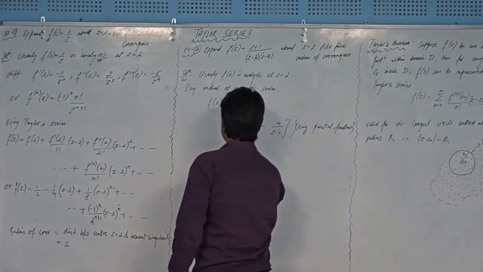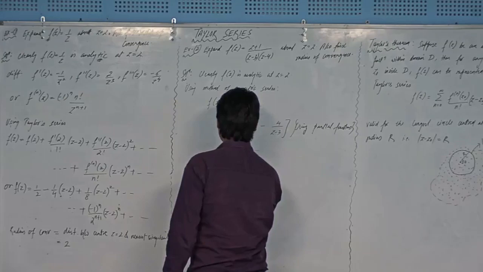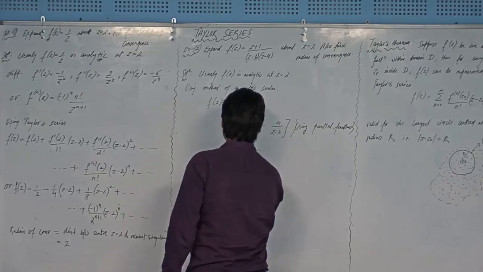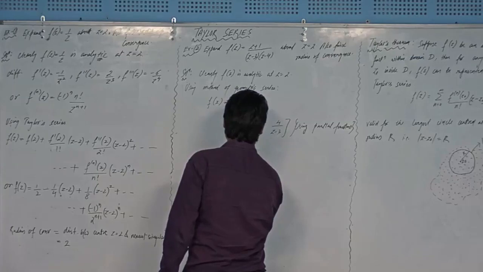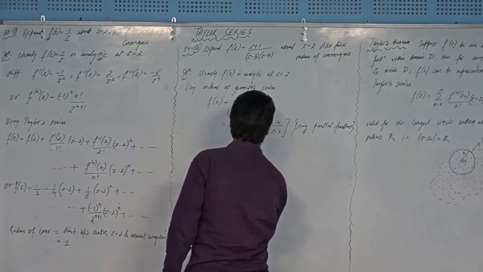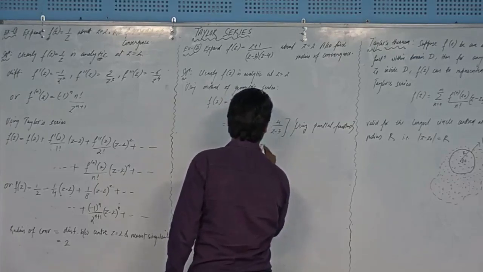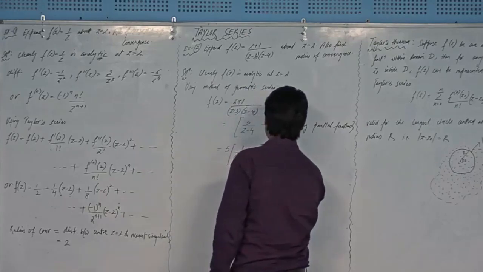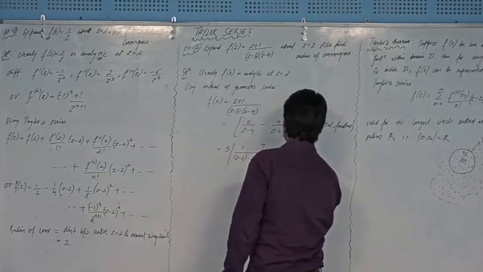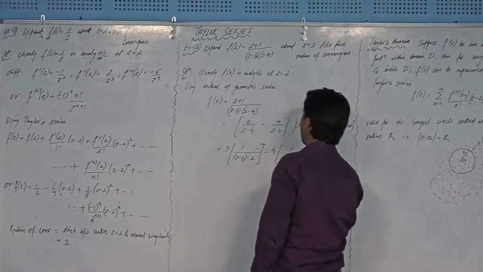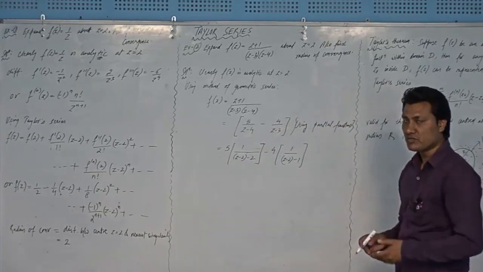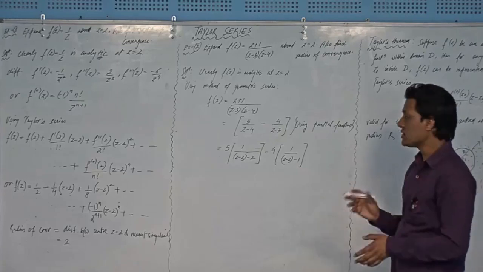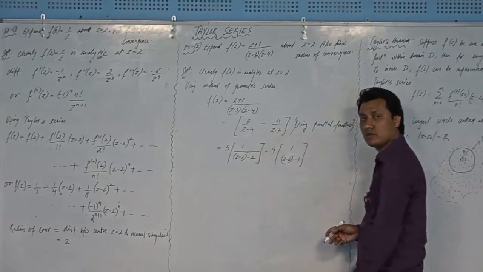So I will write it as 5 times 1 over (z minus 2) minus 2, right? And for this I will write 1 over (z minus 2) minus 1, right? Because we need a series that should contain ascending powers of z minus 2, so I have to produce z minus 2 at this step anyhow, right?